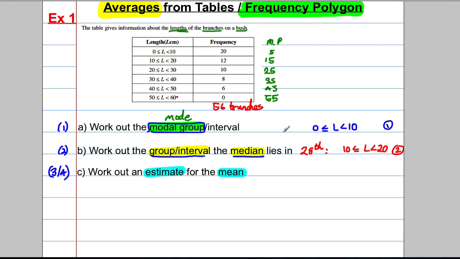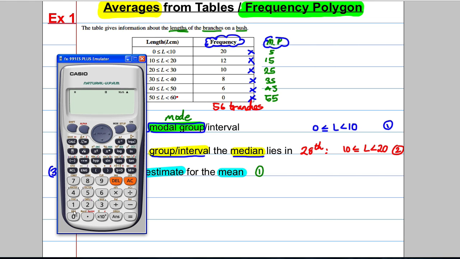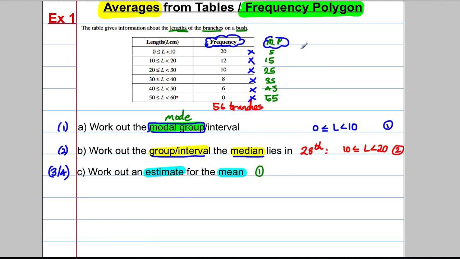Okay, that's the first thing. You probably get a mark for that. The next thing we are going to do is have another column where we multiply the frequency by the midpoint. So we're going to multiply these last two columns together. We're going to get our calculator out. We're going to do 20 multiplied by 5, and we get ourselves 100. So we're going to put 100 in this column.